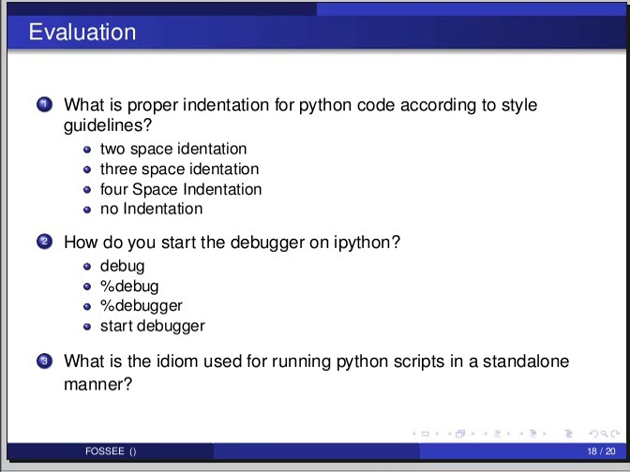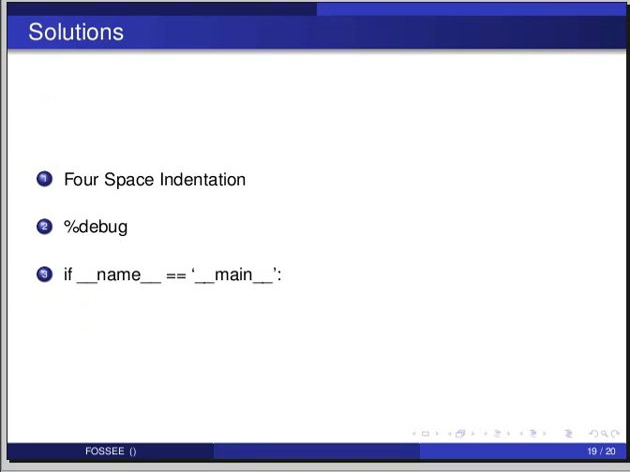Here are some self-assessment questions for you to solve. First one, what is proper indentation for Python code according to style guidelines? 2-space indentation, 3-space, 4-space indentation, or no indentation. Second one, how do you start the debugger on IPython? debug, %debug, %debugger, or start debugger. Third question is, what is the idiom used for running Python scripts in a standalone manner?